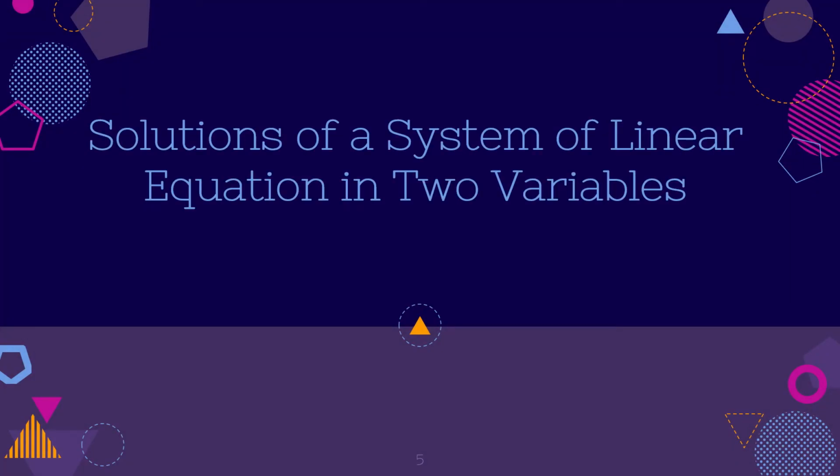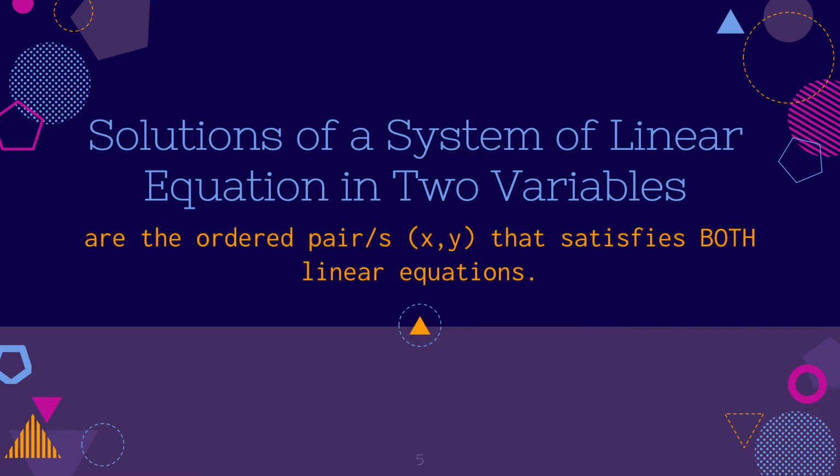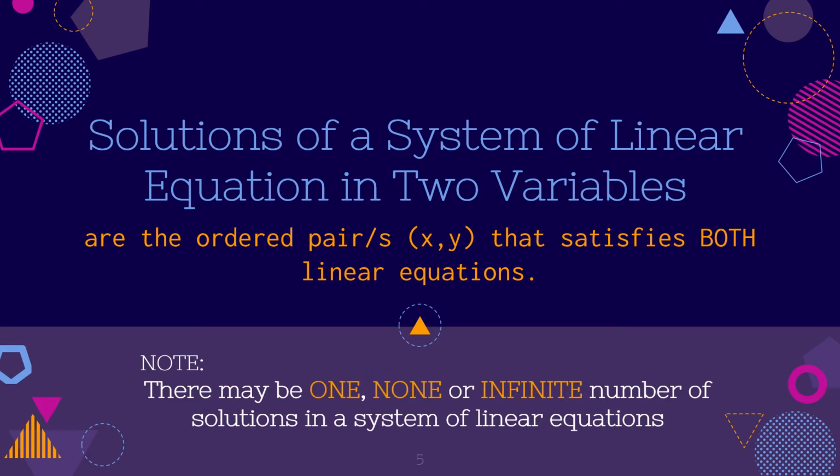Solutions of a system of linear equations in two variables are ordered pairs or coordinates, the values of x and y, that satisfy both linear equations. And take note, there may be one, none, or an infinite number of solutions in a system of linear equations.